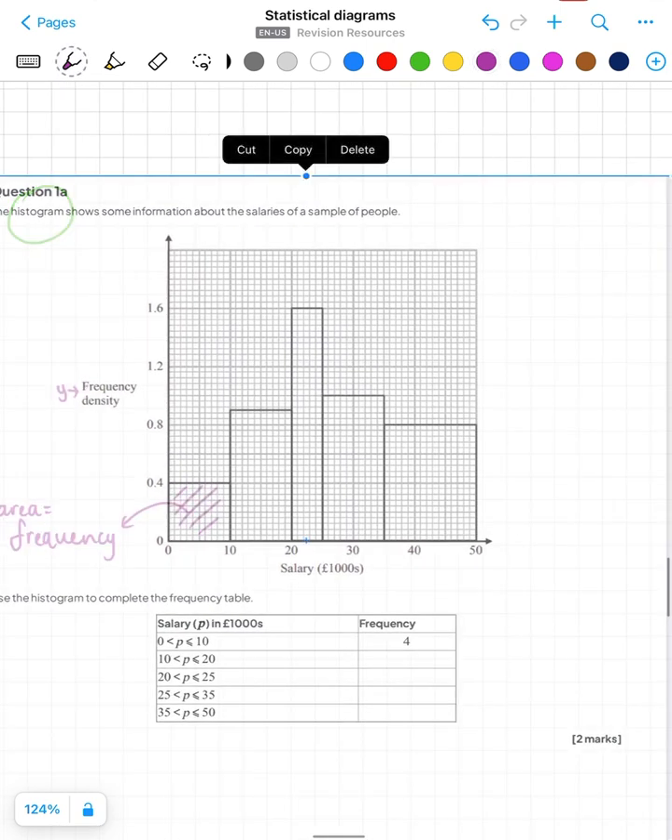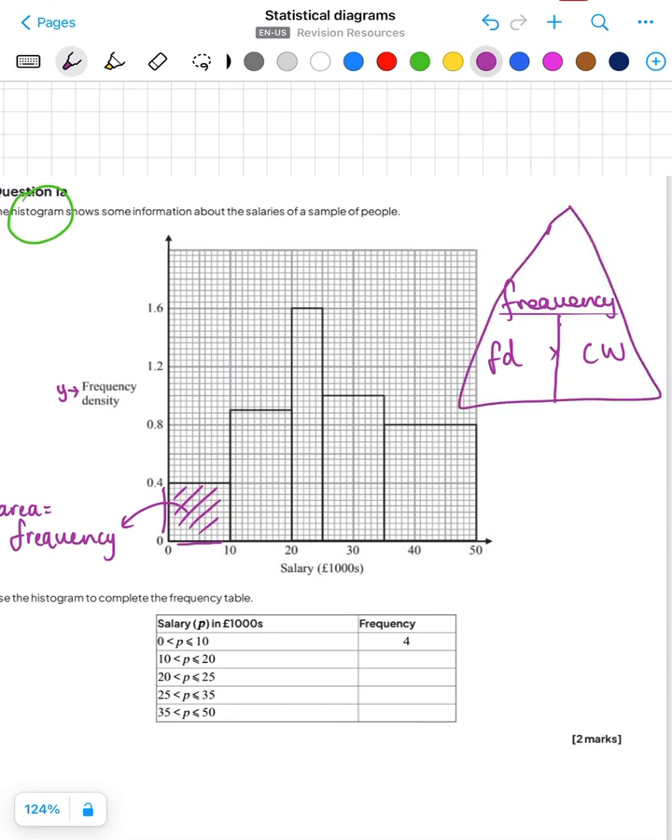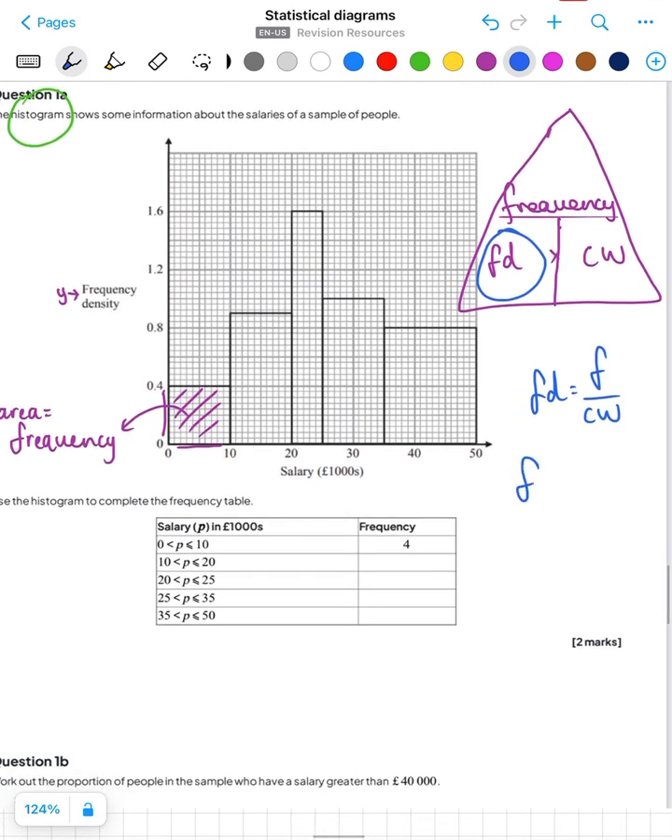So we could say that the frequency, i.e. the area of a bar, is the length times the width. The length, meaning frequency density, times the width of your group, also known as class width. So we could put this in a little triangle because often we are asked to draw histograms, which means you need to find the frequency density, which is the frequency divided by the class width. Reminder, frequency is frequency density times class width.